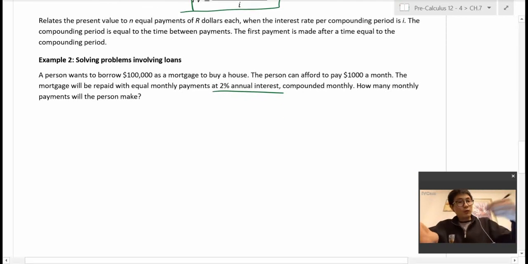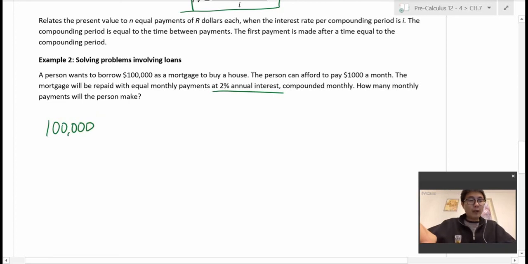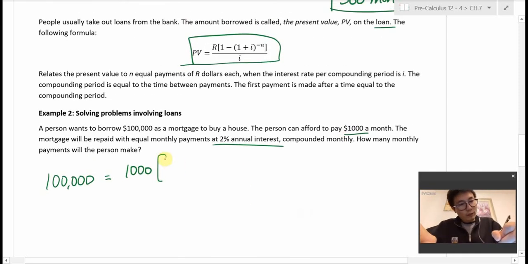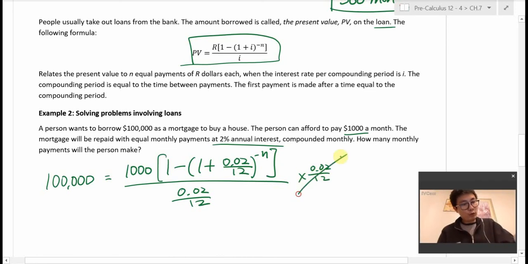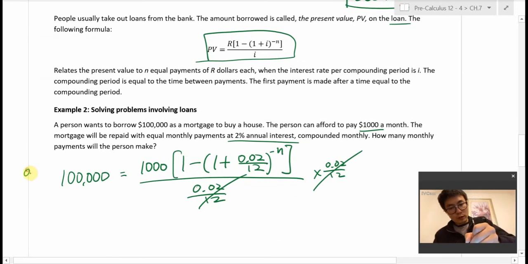Okay, same thing. We want to borrow $100,000. This is the money that I need right now. This is going to equal the $1,000 I can afford to pay back each month. Let me look at the formula because I don't remember it. 1 minus 1 plus the interest rate of 2% compounding monthly to the power of negative n, divided by i, which is 0.02 over 12. Same thing, multiply both sides by 0.02 over 12. That will cancel those two terms out.